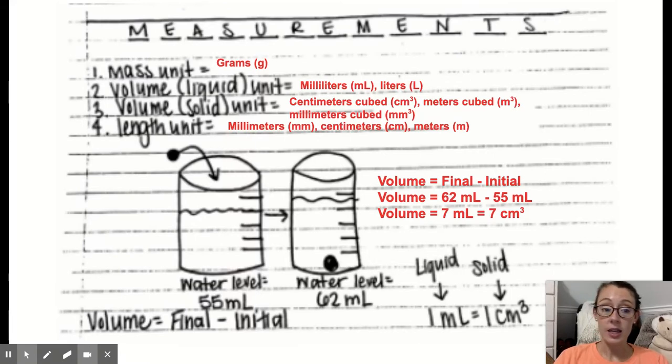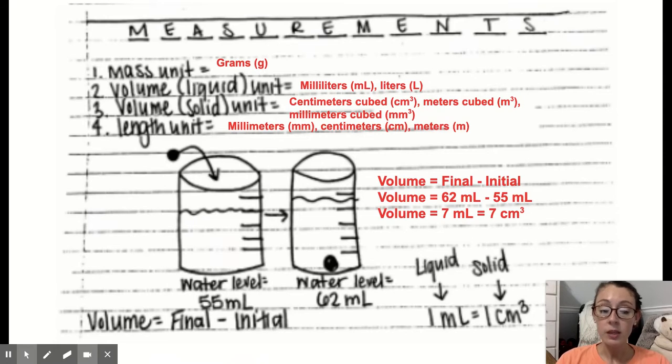And then our last one is our length unit. And so when we measure in length, we're going to measure in millimeters or centimeters or meters. So in science, we don't measure in English units like we normally do with inches. We actually measure in metric units, which is why we use millimeters and centimeters and meters.